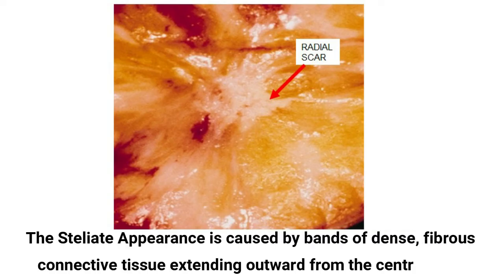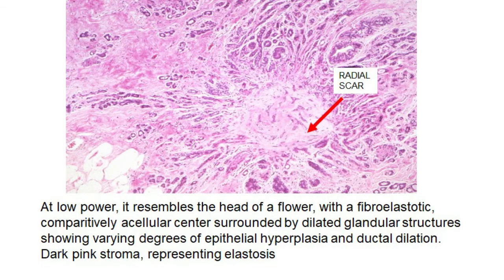The photograph shows radial scar showing stellate appearance which is caused by bands of dense fibrous connective tissue extending outward from the central core, which is labeled, and the radiating bands of fibrous connective tissue marked with red arrow. Now this is the photograph showing microscopic features of radial scar. The radial scar is labeled in the photograph and the red arrow is pointing towards it.